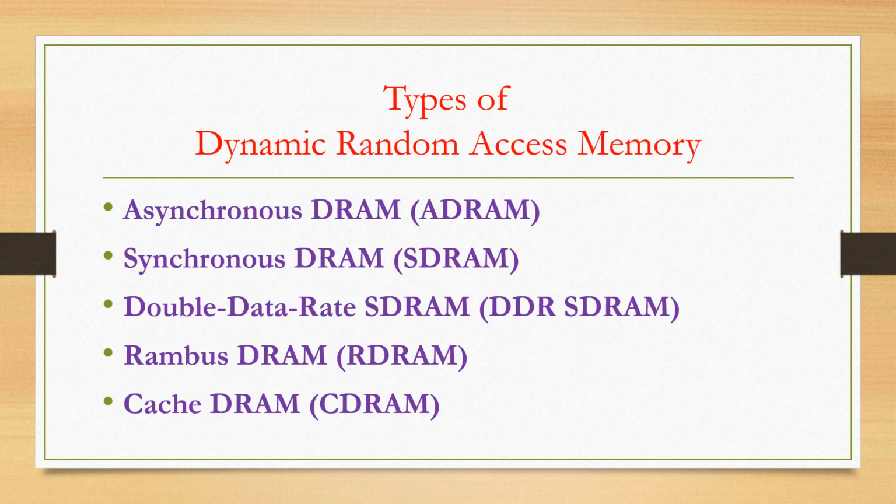Types of dynamic random access memory. Here are some types: asynchronous dynamic random access memory, synchronous dynamic random access memory, double data rate synchronous dynamic random access memory, RAM bus dynamic random access memory, and cache dynamic random access memory. Now we can see one by one.